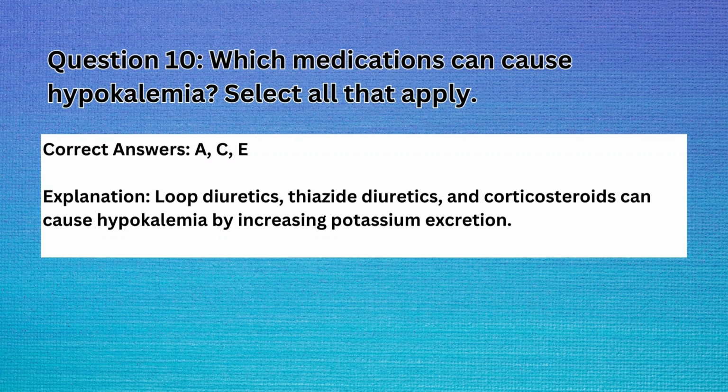Explanation: loop diuretics, thiazide diuretics, and corticosteroids can cause hypokalemia by increasing potassium excretion.